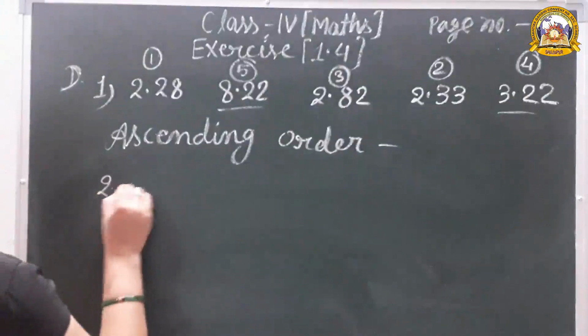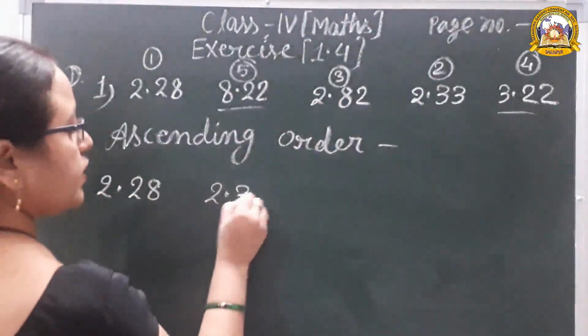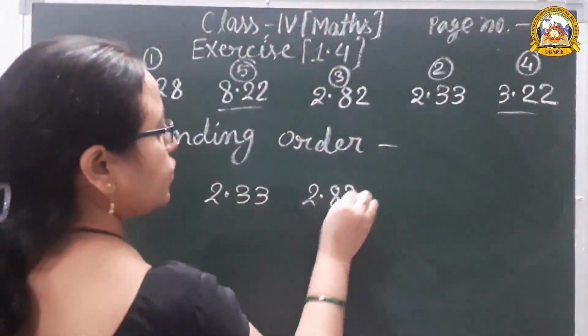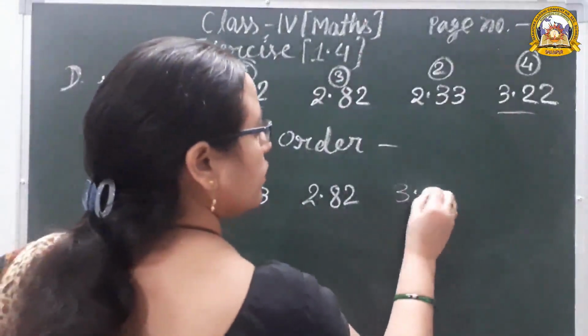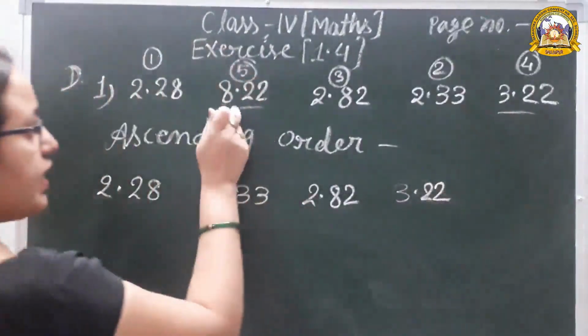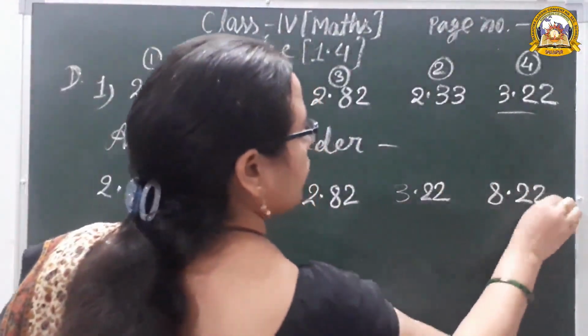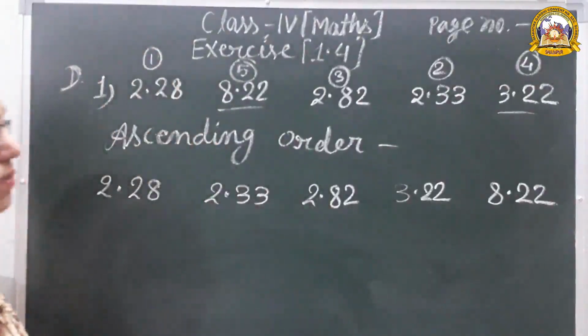First is 2.28. On the second position, 2.33. On the third position, 2.82. On the fourth position, 3.22. And finally, at last, 8.22. Okay, so this is the ascending order of the decimal numbers.